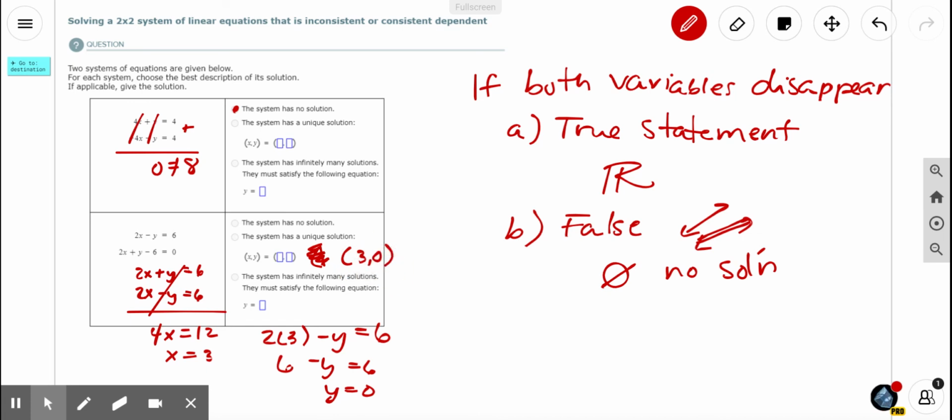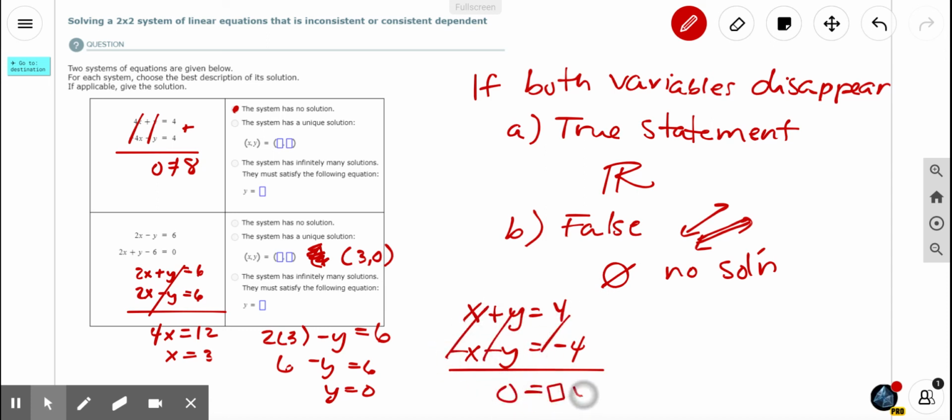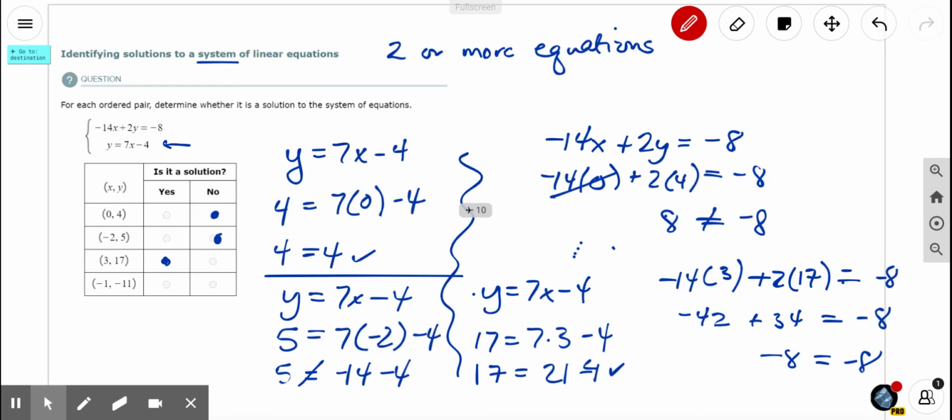Now, what happens when you get a true statement? You would get something like this. Let's say you had x plus y equals 4, and then you had negative x minus y equals negative 4. And you added them together. These cancel, and these cancel, and you get 0 equals 0. Well, that is true. Okay, so that means all real numbers. That's this case, okay? I don't think I have anything else. All right, that's this.